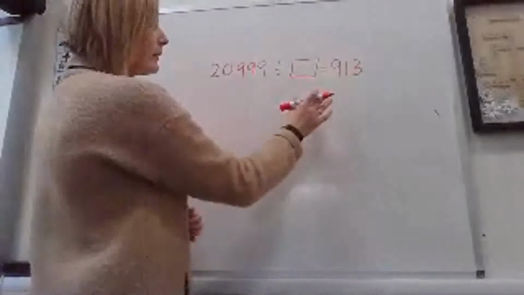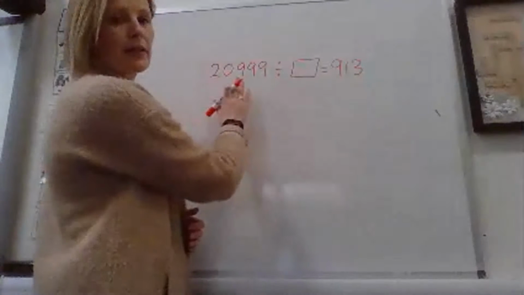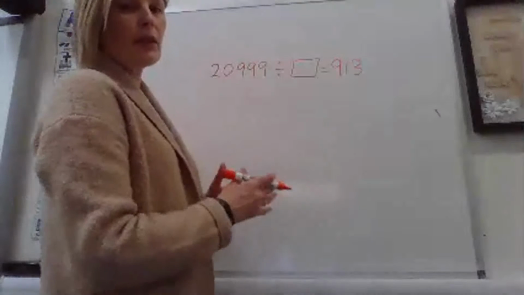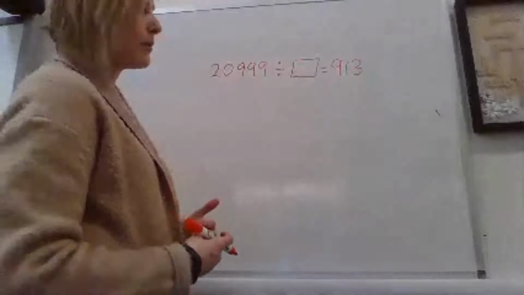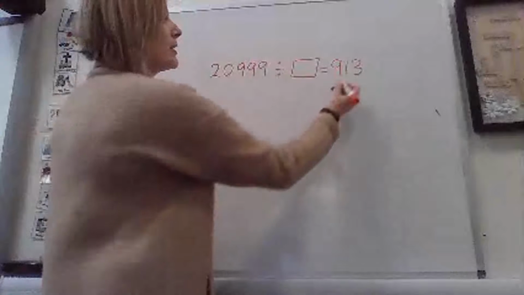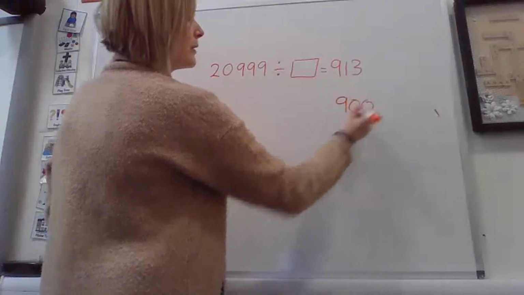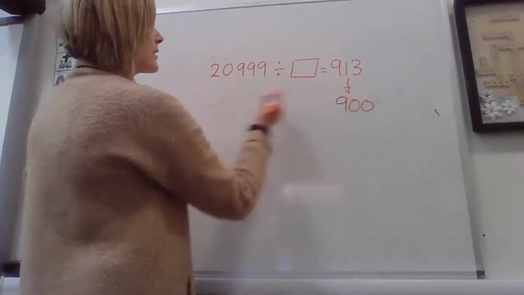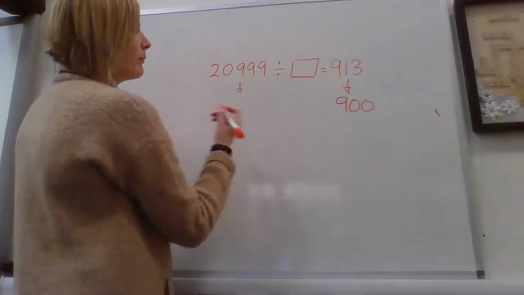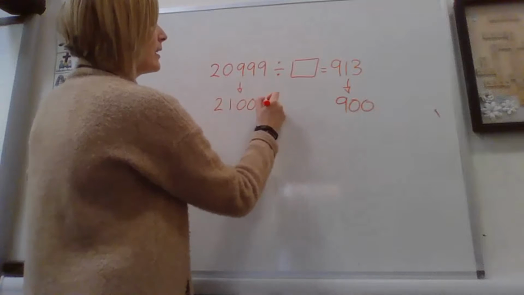What we need to do is find out how many 913s there are in 20,999. Because we're not going to do a long division, we need to think of a different way to do this. So we're going to estimate first. We're going to take 913 and round it down to 900, okay? And then we're going to take 20,999 and round it to 21,000, okay?